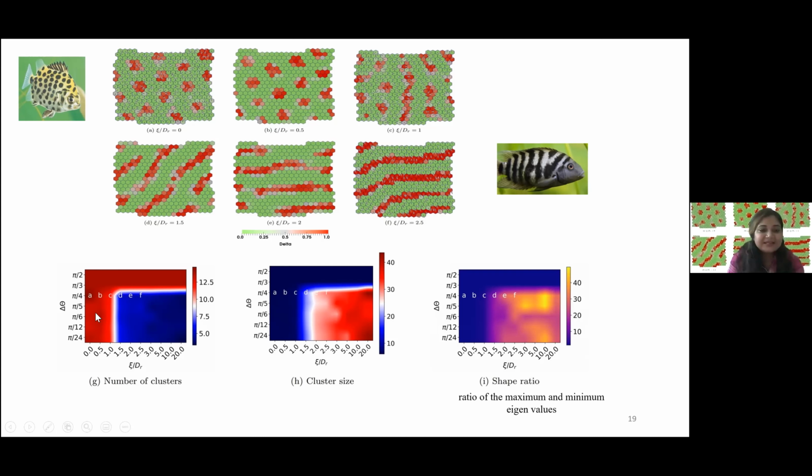And these are the phase diagrams. We quantify the shape and size of the patterns by these phase diagrams, showing the number of clusters, meaning the total number of clusters in this system, and in a single cluster how many delta cells. Delta cells means the red color cells. How many red color cells are there in one cluster? And the third phase diagram corresponds to the shape ratio, that is the ratio of the maximum and minimum eigenvalues. This shows whether the system is elongated or symmetric. So if we combine these three phase diagrams, we can see how the shape and size of the pattern changes with the xi by dr ratio.